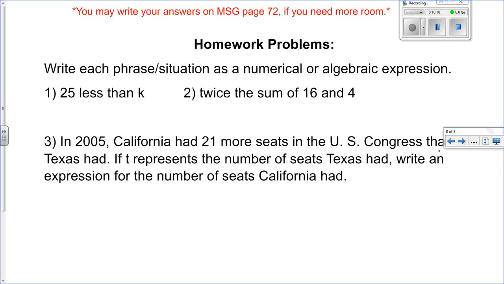So finally, your homework for tonight, and you may write your answers on MSG page 72 if you need more room. You need to write each phrase and situation as a numerical or algebraic expression. And then answer the word problem at the bottom of the page. Please have your homework out on Monday on your desk for me to check when you come to class.